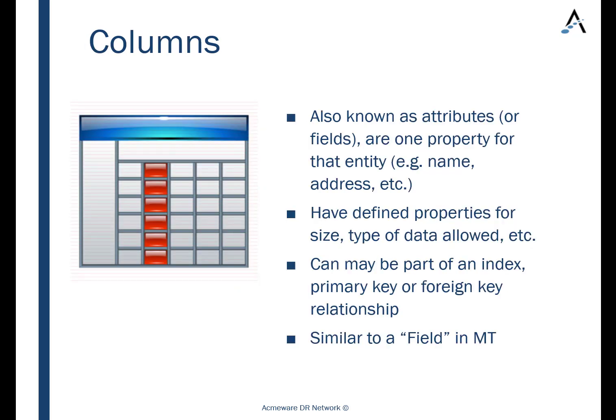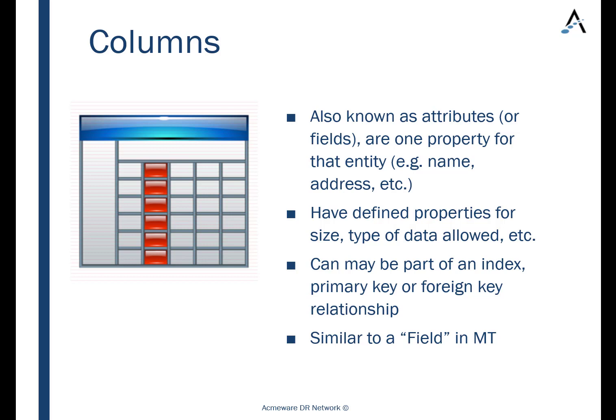Columns are the vertical representation of data within a table. Columns are also sometimes known more generically as attributes, as in they describe some single property or attribute about whatever the table's entity is. So let's say we have a table of patients, one attribute or property about a patient is the street address. So we might have a single column called address that has that information contained in it.